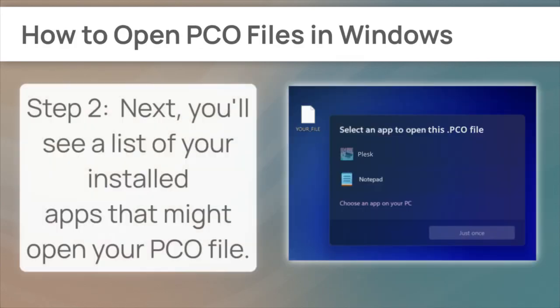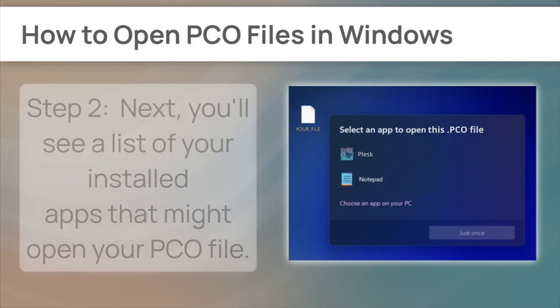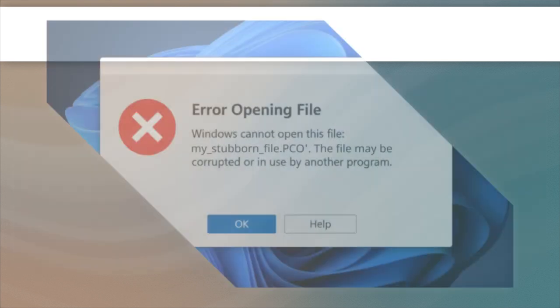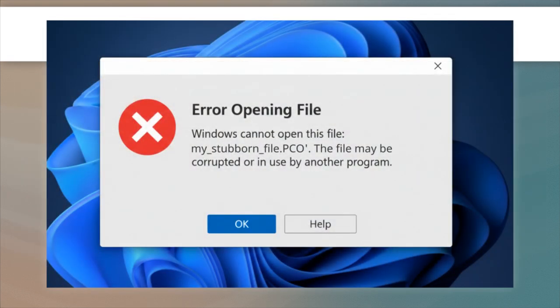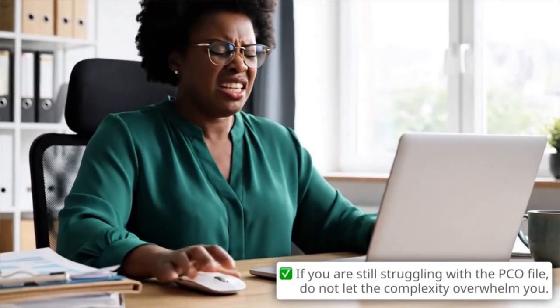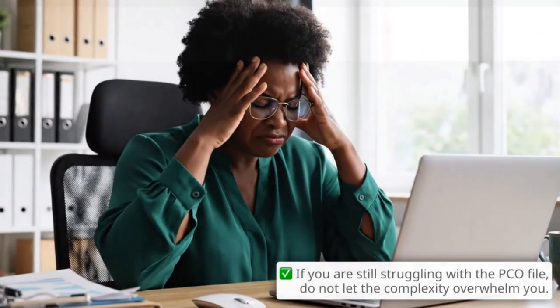Right-click the PCO file and select Open With. Use Plesk if installed. If it's unavailable, choose another program and check compatibility. If your PCO file still refuses to open, stay calm. Since the primary method failed, the error is likely internal. Immediately begin these 3 essential checks to diagnose the file's integrity.